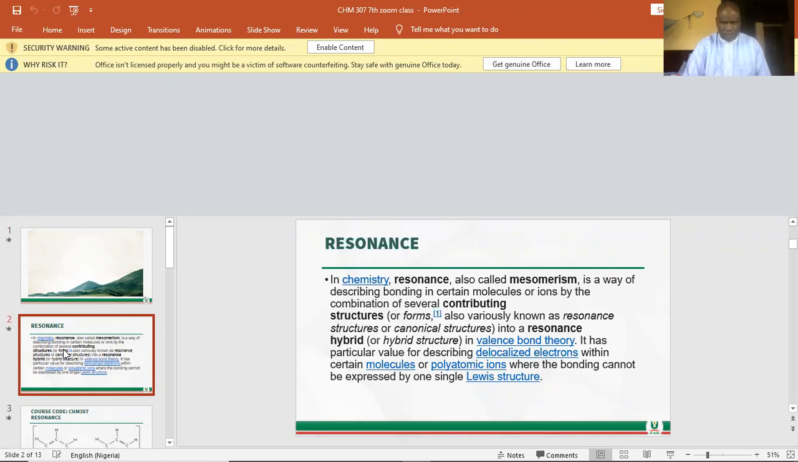The structures are known as resonance structures or canonical structures, combined into a resonance hybrid or hybrid structure in the valence bond theory. It has particular value for describing the delocalized electrons within certain molecules or polyatomic ions where the bonding cannot be expressed by one single Lewis structure.